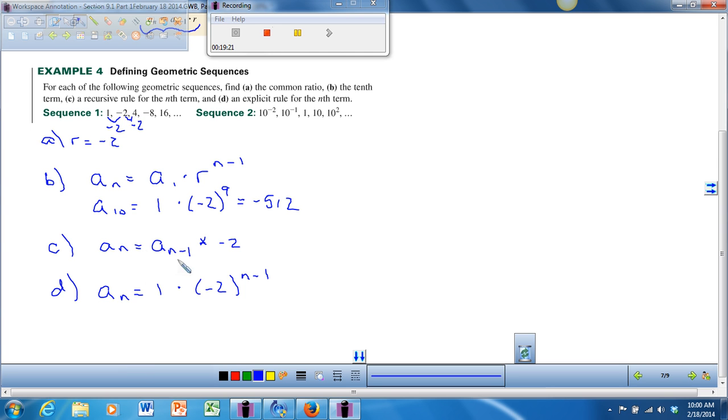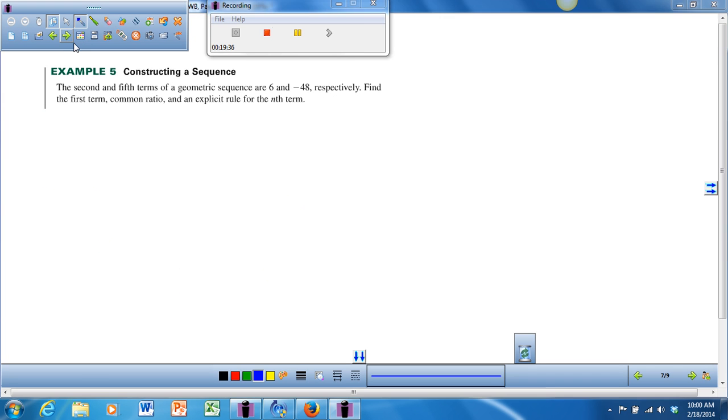Are we all okay with the difference between recursive and explicit? Yeah. Okay. Questions on this one? All right, not much more today. Let's look at an interesting example where they give us parts of a sequence and we need to find the common ratio, the first term, and the explicit rule.